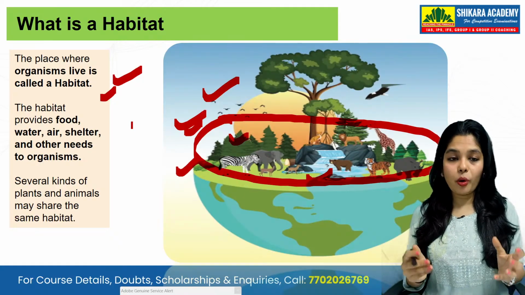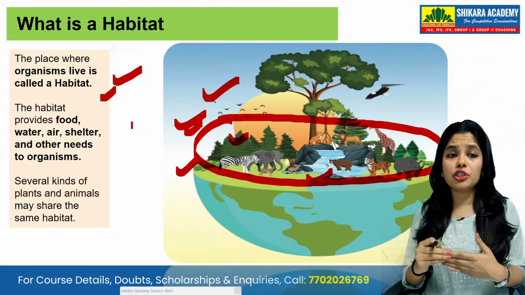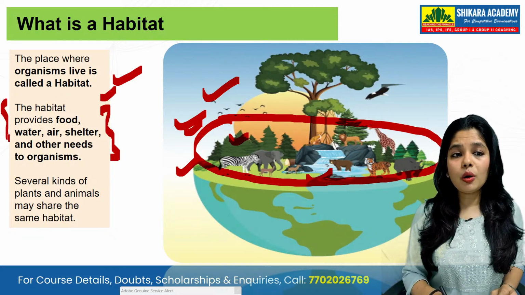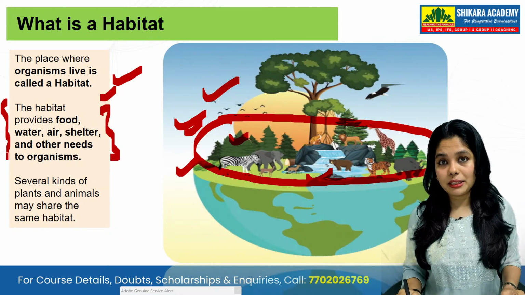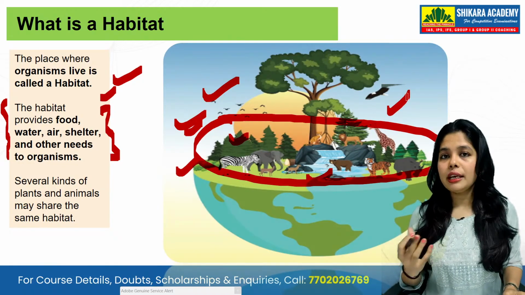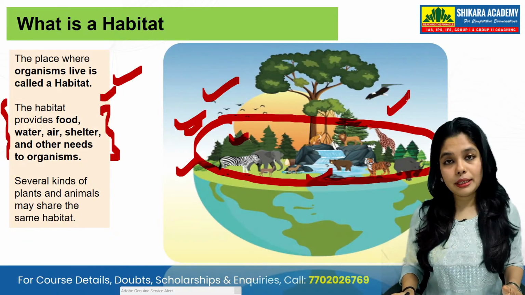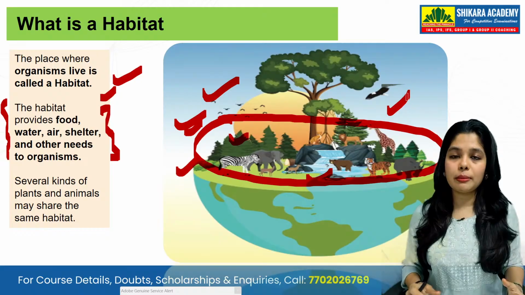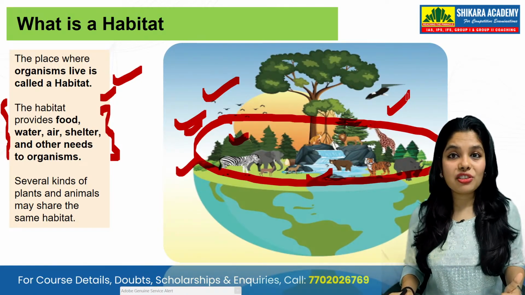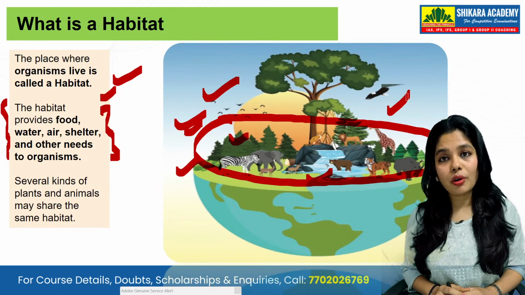Habitat provides them, obviously, the place where you live will provide you food, air, water, shelter, and other needs of an organism. All these are provided by the habitat. So the habitat in which the animals live, they get the food out of it. Yes, the different kinds of foods which different animals and birds eat. Some are vegetarian, some are non-vegetarian, some are omnivorous. We have already discussed in our previous chapters of NCERT biology, right? What are the eating habits of the different organisms?